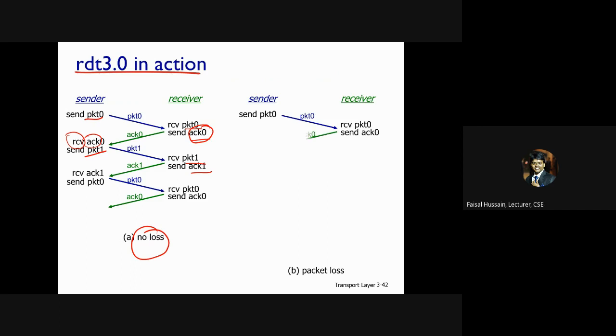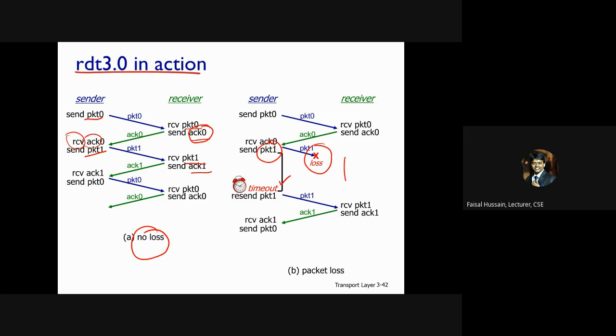If the packet is lost for some reason, assume that our packet number 1 is lost, that means the receiver did not receive it, so it will not send out any acknowledgement packet. Here, after a period of time, the timeout will occur, and packet 1 has to be resent, and it will be received by the receiver, and the same thing will go on smoothly.